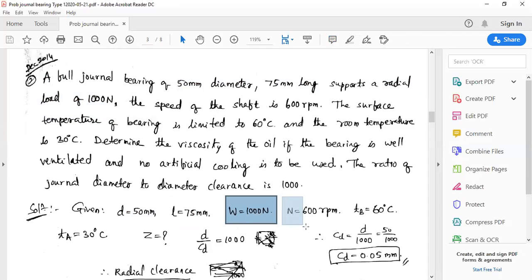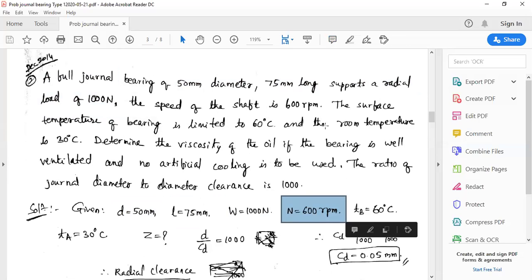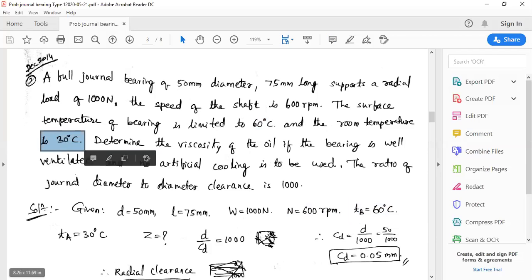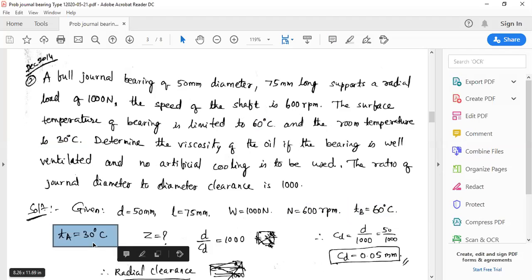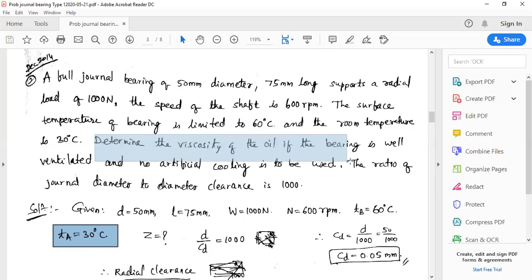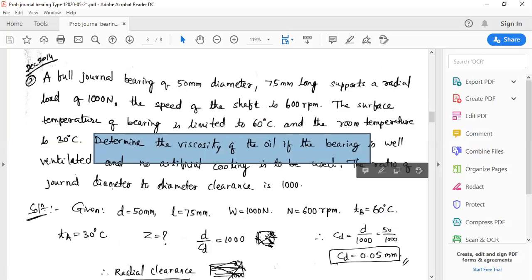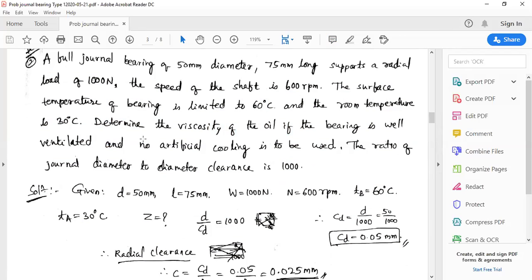The shaft is rotating at 600 rpm, that is capital N. The surface temperature of the bearing is limited to 60 degrees centigrade, so the bearing temperature TB is 60 degrees centigrade. The room temperature, which we call the ambient temperature, denoted by TA, is 30 degrees centigrade, which is also given here. We have to determine the viscosity of the oil if the bearing is well ventilated and no artificial cooling is to be used. No artificial cooling means the amount of heat generated is equal to the amount of heat dissipated.